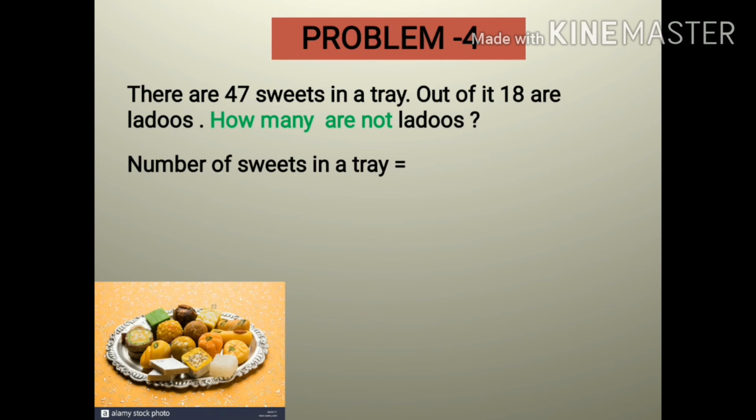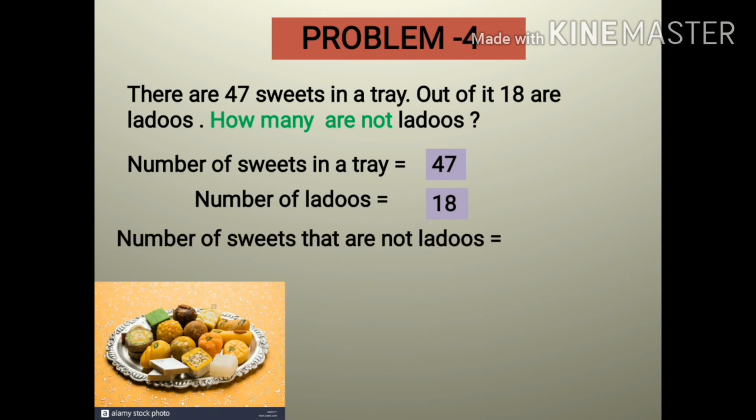Okay. So number of sweets in the tray is how much? 47. And out of it how many are laddus? 18. So we have to see how many are not laddus. So to see that we have to subtract 18 from 47. And let us see the answer by subtracting the number.